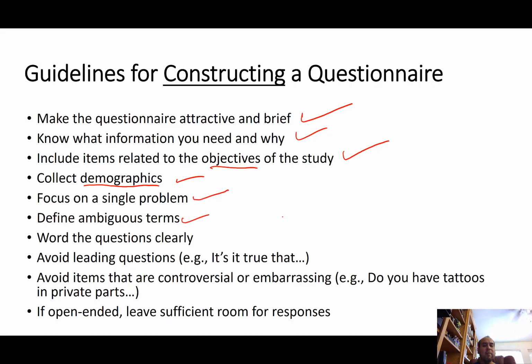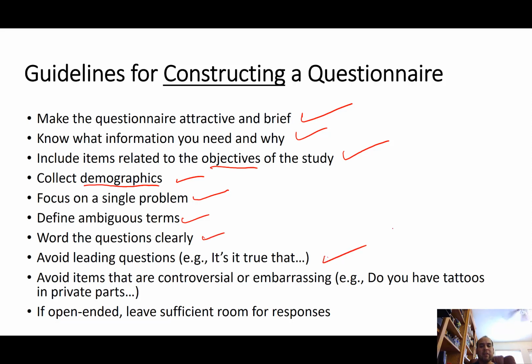Define ambiguous terms and constructs. I tried to use earlier in a survey the term political involvement. Well, what is that? Social involvement. What is that? Our participants were too young to understand those terms, so I had to not only put the term but also put the definition right next to it. And word the questions clearly.